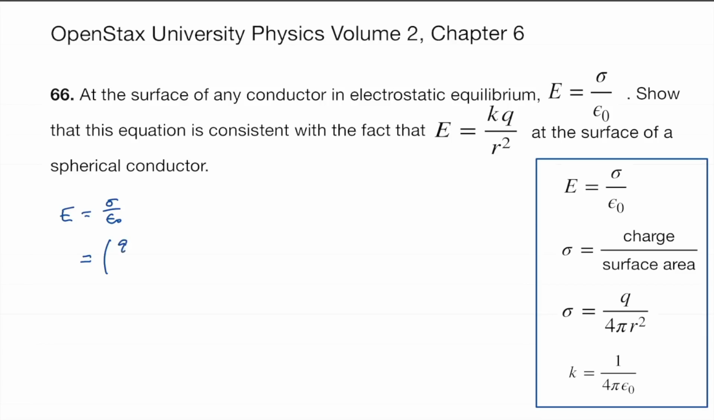We have Q over 4 pi r squared, and that is going to be times 1 over epsilon 0. Let's rearrange. So we're going to have Q over 4 pi epsilon 0 r squared. Now note that the Coulomb constant K is 1 over 4 pi epsilon 0. So we can rewrite our expression as K times Q over R squared. And this is what we wanted to show.